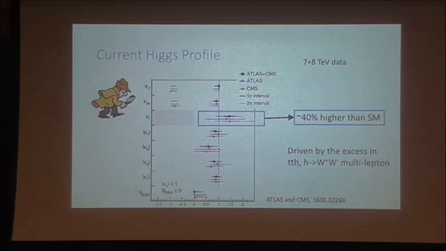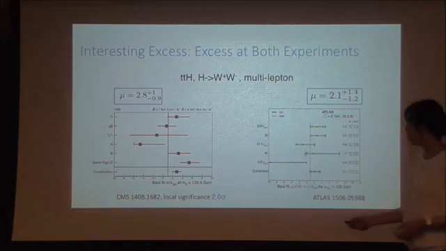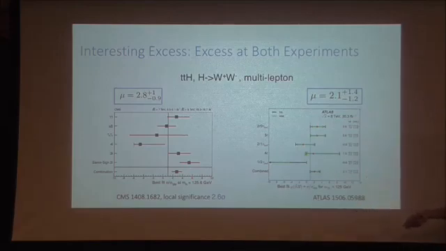This excess is normally driven by the excess in ttbar Higgs, Higgs to WW, in the multi-lepton channel. The reason I think this excess is interesting is because we have seen it in both experiments. Here is the result from Run 1, both CMS and ATLAS. This one is from CMS. The largest excess is from the same-sign dilepton channel. The signal strength is a little bit higher than 5, and that corresponds to a local significance of 2.6 sigma. ATLAS sees something very similar. In the multi-lepton channel, ATLAS sees a signal strength of 2.1.